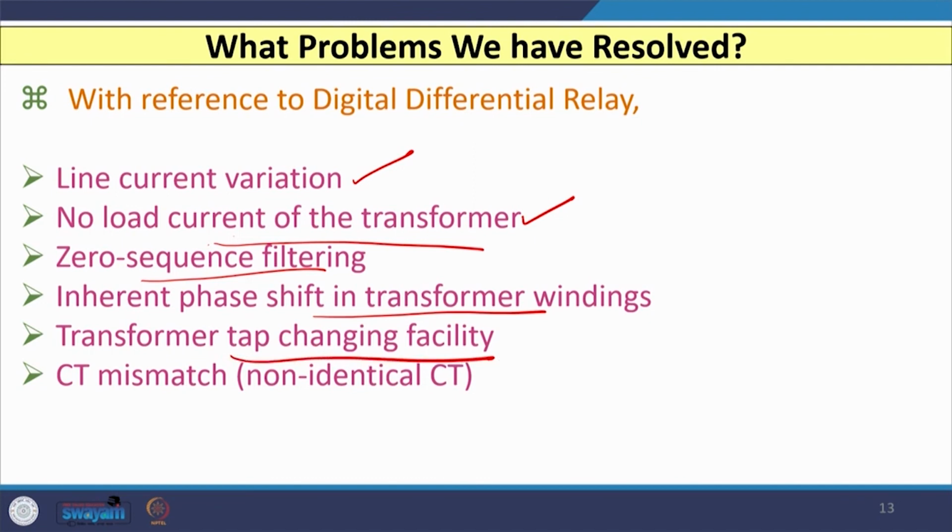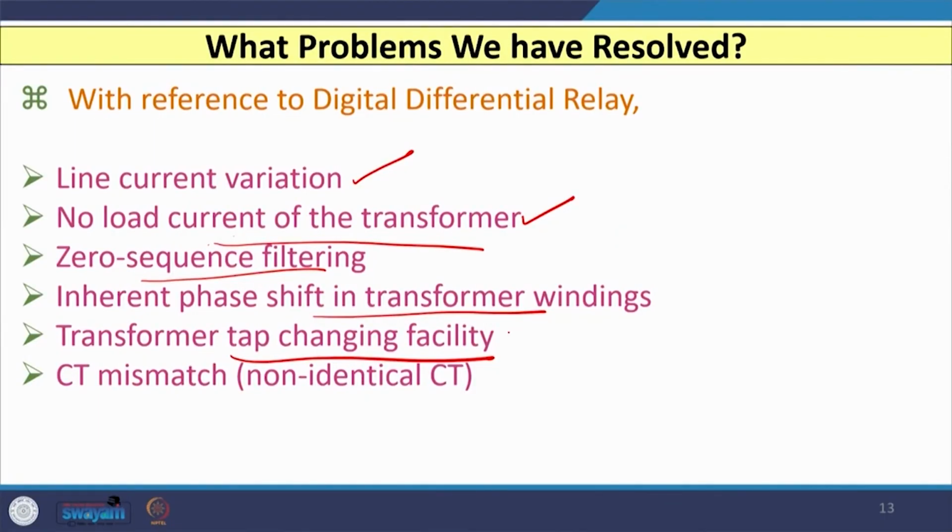If the settings of the transformer or CT values are carried out based on the nominal tap, and if the tap is changed, then there is a change in the spill current, and because of that your conventional bias or percentage differential relay may maloperate. However, your digital relay should not maloperate in this case. And we have also discussed that CT mismatch, that is because of the non identical CT saturation characteristic, can also be overcome.